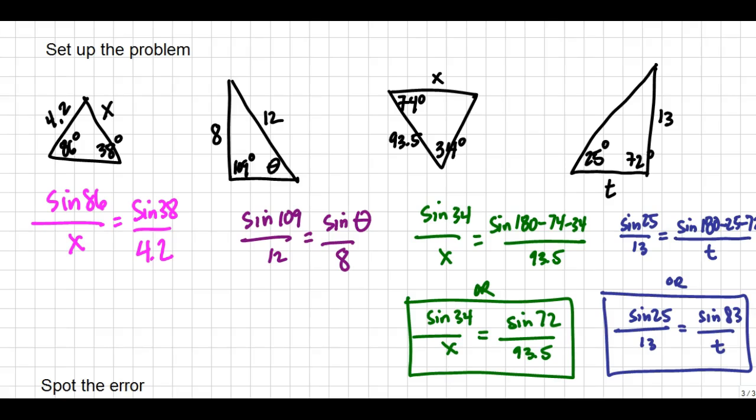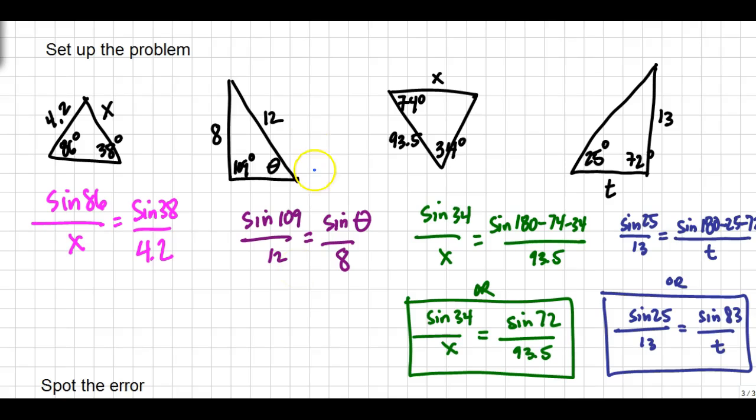When you set up the problems here, keep in mind that your fractions could be flip-flopped. So if you had sine 38 over 4.2 listed first, and then this one listed second, that would still be correct. So same thing here, if these fractions were flip-flopped, you'd still have the right answer. These last two here, you do need to do a little calculating to find the missing angle. Here we needed a sine of 72, here we needed a sine of 83. If you'd like to go ahead and solve each of these, you can do that next, and I'll post the answers for those at the end of the video.